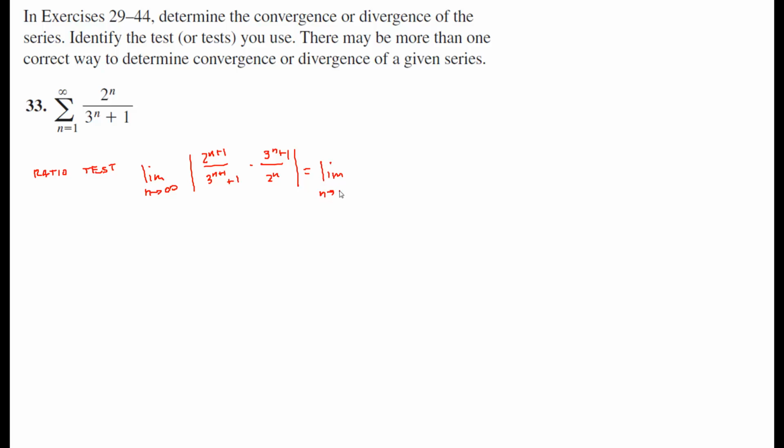If we do that, between these two, we're going to end up with a 2 on the top. Between these two, we have a 3n plus 1 on top and a 3n plus 1 on bottom. As we go to infinity, the plus 1s aren't going to matter, and it's going to just look like a 3 to the nth over 3 to the nth plus 1. This is going to end up resolving just to 1 over 3. This ends up being 2/3, which is less than 1, and therefore it converges by the ratio test.